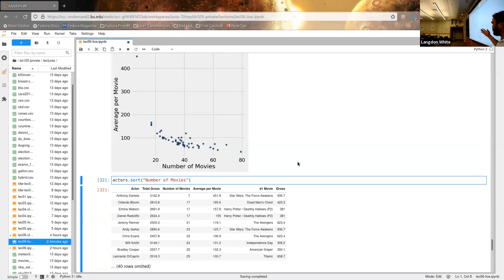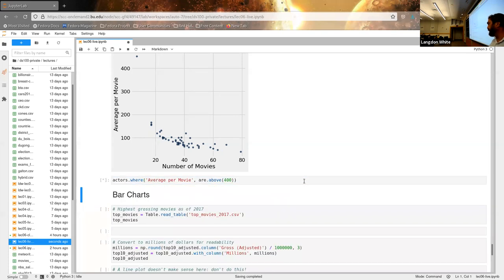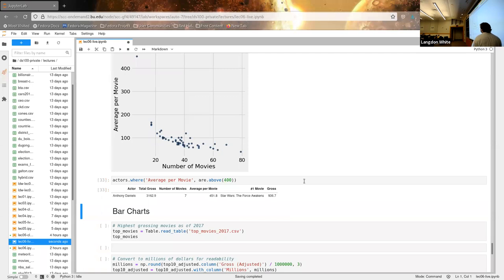That's a little rougher. I like this way, or the other way I was kind of looking for was just selecting for it directly by doing something like that, right? So we can just say where the average, oh, this is actually average per movie, right? Sorry, it was average. I was thinking it was total. But yeah, so you just select for the individual one, you know there's only one that's over 400, so you can get to it that way too.